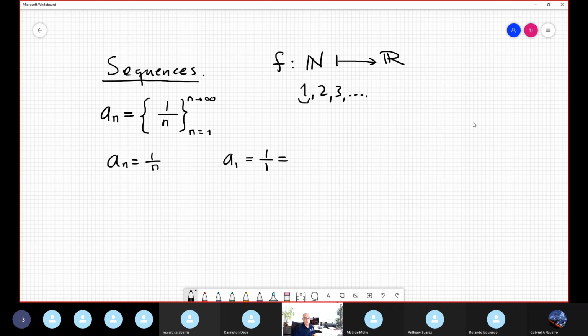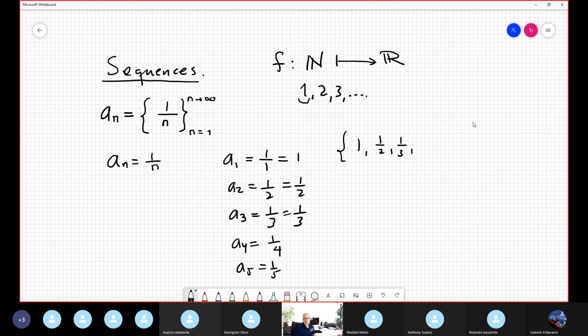Okay, A1 is 1 over 1, which is 1. A2 is 1 over 2, which is 1/2. n equals 3 is 1/3, and so on. n equals 4 is 1/4, and 5 is 1/5. You can indicate the answer like that: open this, 1, 1/2, 1/3, 1 over 4, 1 over 5, because you want to find the first elements in the sequence. Okay, this is a symbolic way, and this is another symbolic way. This is called the explicit formula.